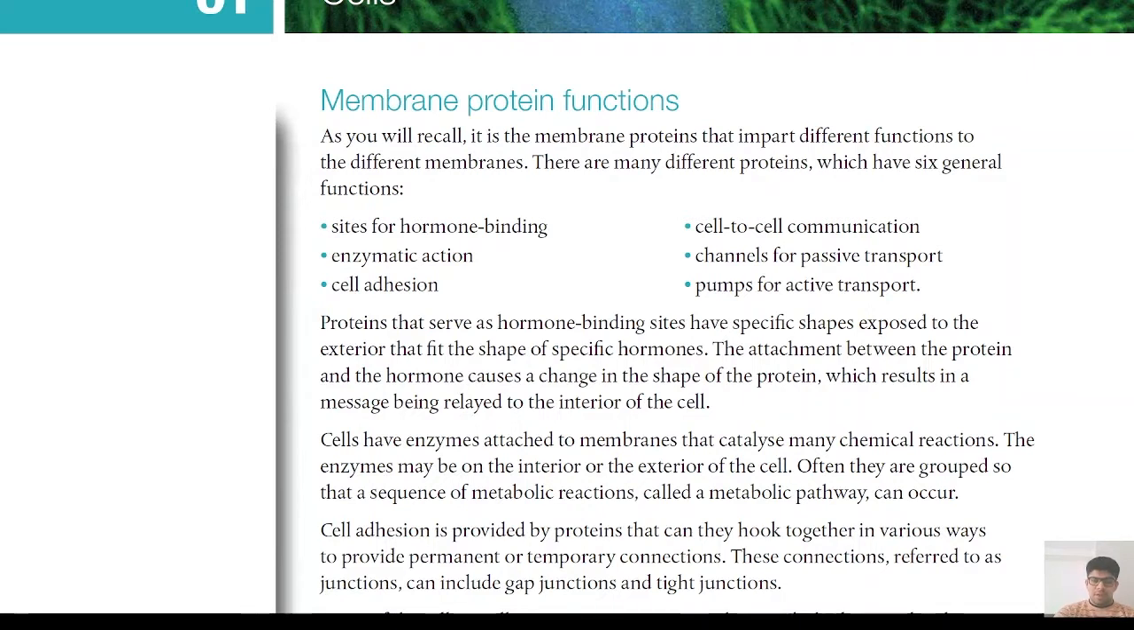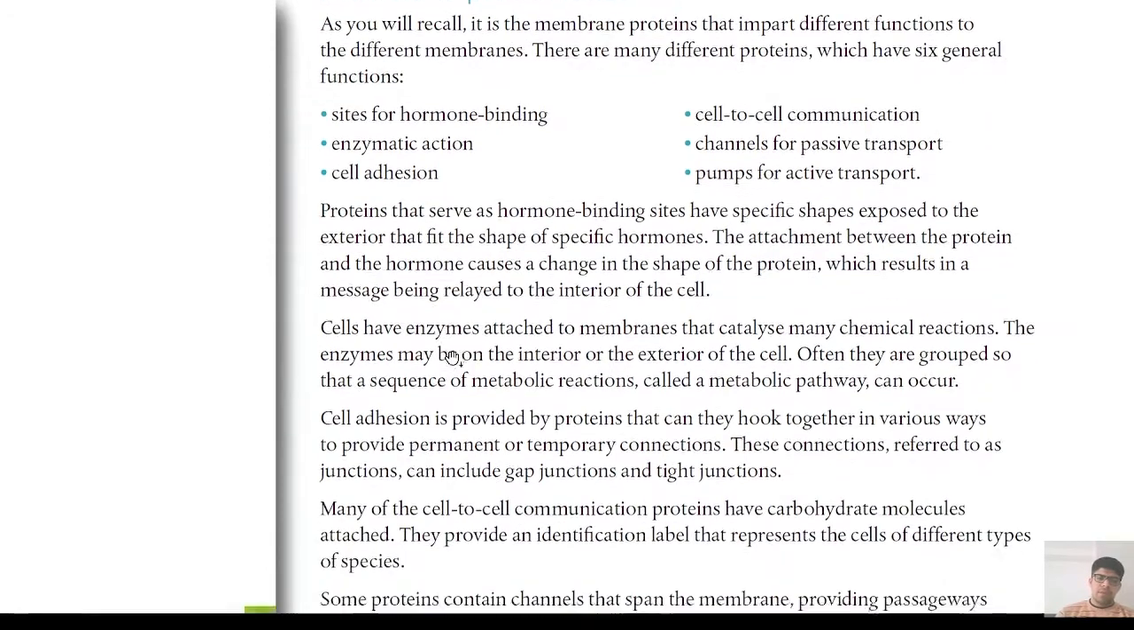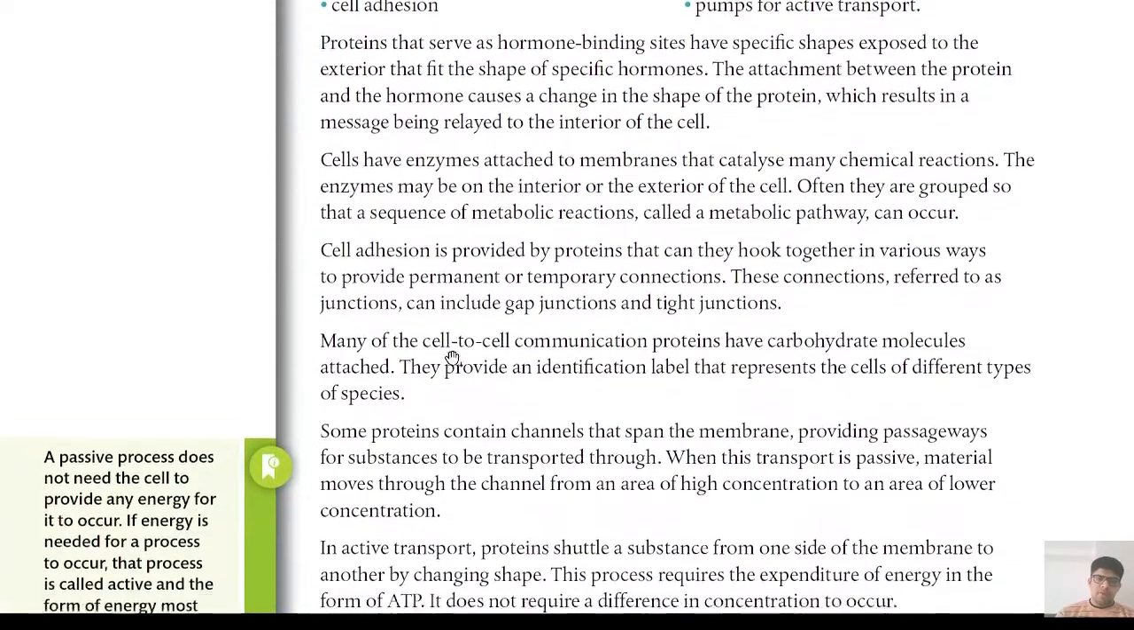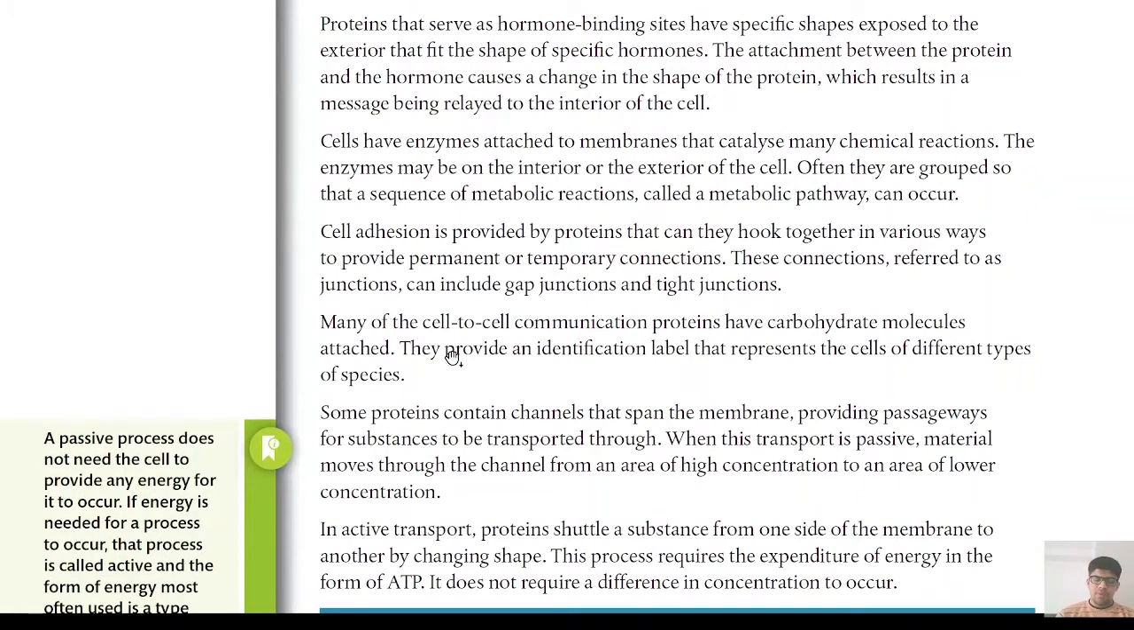Cells have enzymes attached to the membranes that catalyze many chemical reactions. The enzymes may be on the interior or the exterior of the cell. Often these are grouped so that the sequence of metabolic reactions, called the metabolic pathway, can occur. Cell adhesion is provided by proteins that hook together in various ways to provide permanent or temporary connections. These connections, referred to as junctions, can include gap junctions and tight junctions. Many of the cell-to-cell communication proteins have carbohydrate molecules attached, and they provide an identification label that represents cells of different types and species.